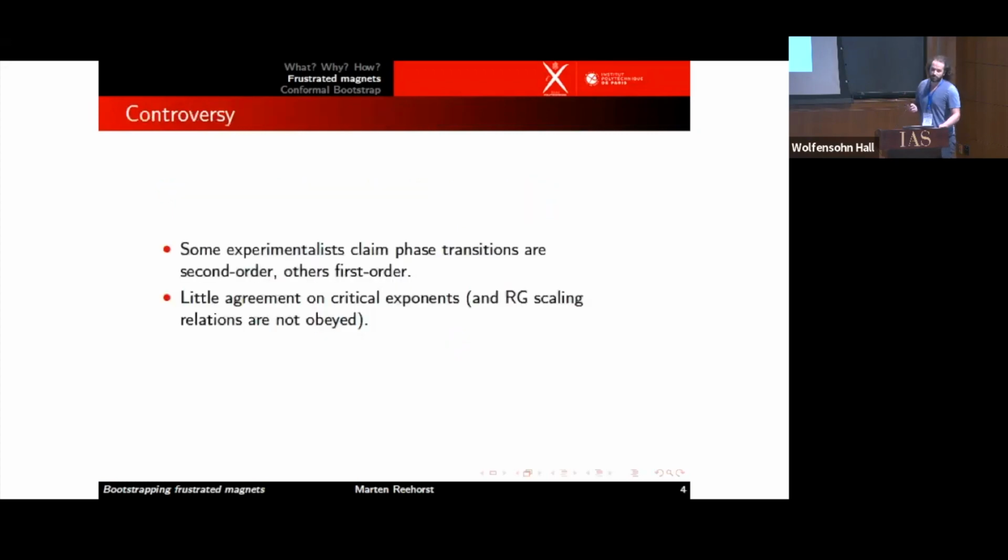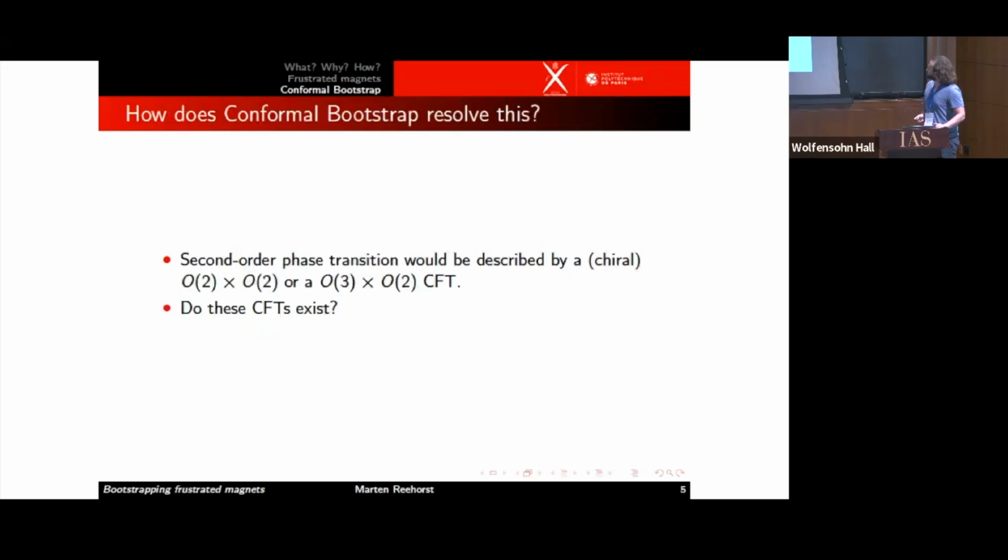These magnets have been studied experimentally, but the experimentalists don't agree on whether the phase transition that occurs in these magnets is second order or first order. And the ones that claim that it's second order find different critical exponents, and also RG scaling relations that should be obeyed if it's a second order phase transition are often not obeyed by these critical exponents.